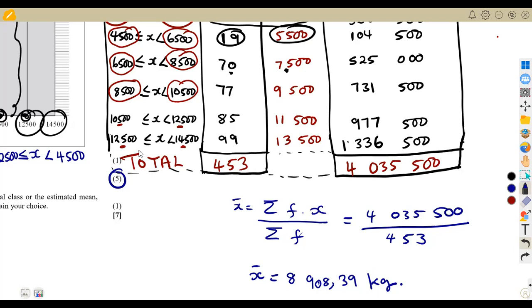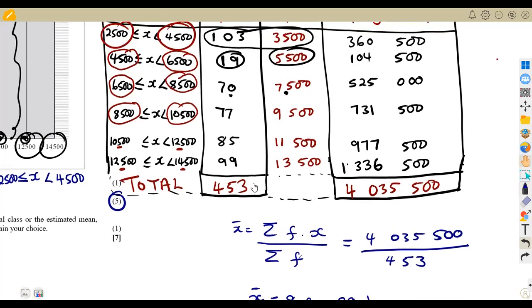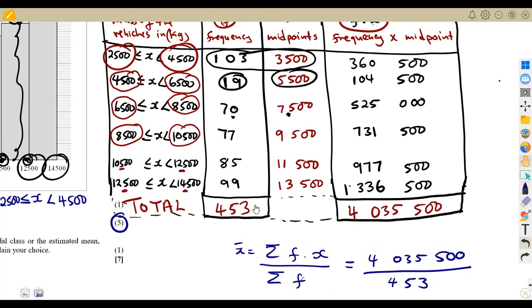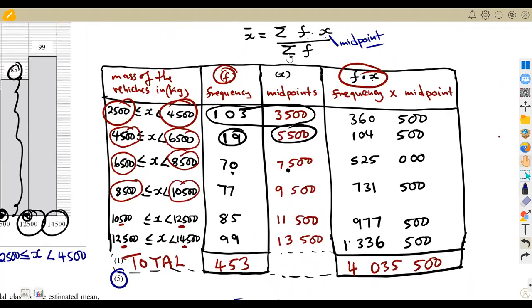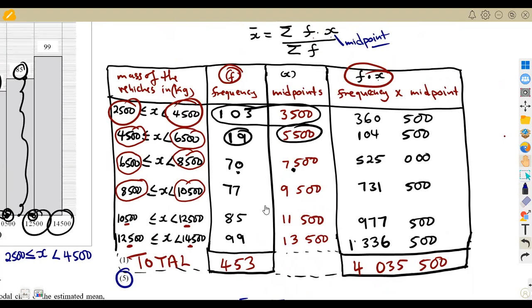That is how you calculate the mean from grouped data. For grouped data, you use this formula. But for ungrouped data, you just use the sum of terms over the number of terms. But here you have to calculate the midpoints, multiply them by the frequencies, and add them together. That's the total, the sum, okay?